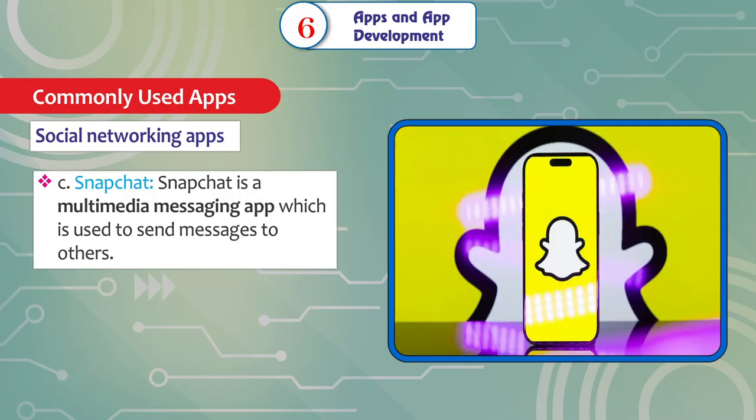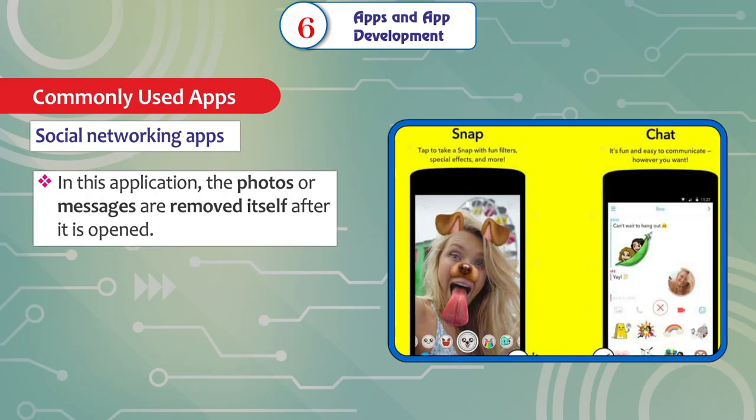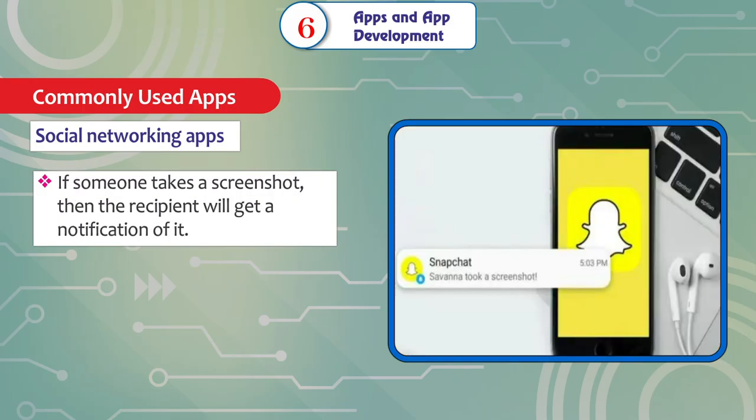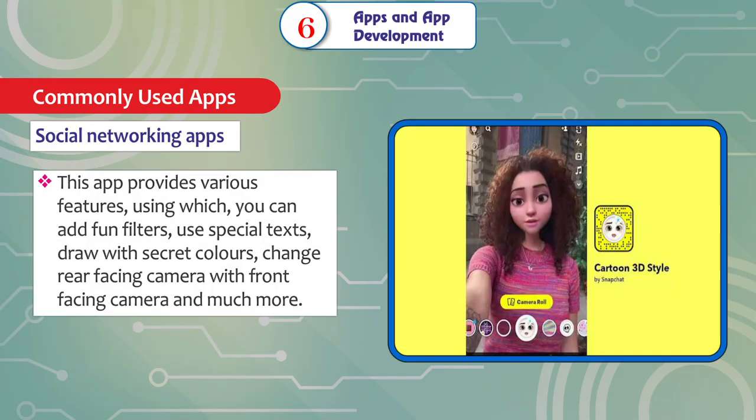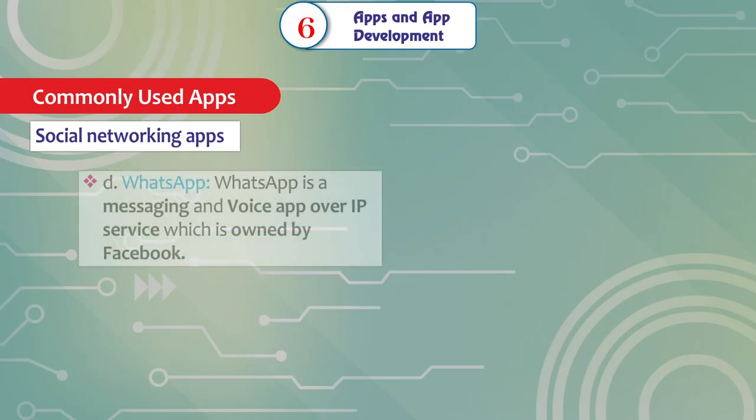C. Snapchat. Snapchat is a multimedia messaging app which is used to send messages to others. In this application, the photos or messages are removed by themselves after they are opened. If someone takes a screenshot, then the recipient will get a notification of it. This app provides various features using which you can add fun filters, use special texts, draw with secret colors, change rear-facing camera with front-facing camera, and much more.